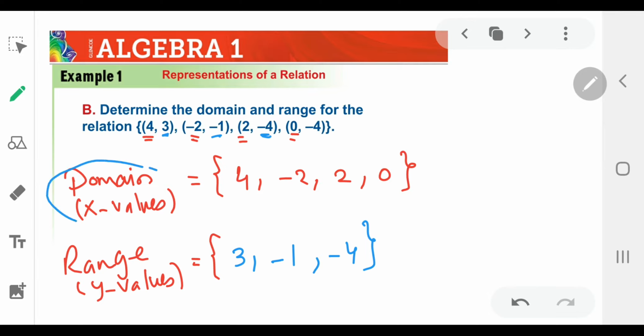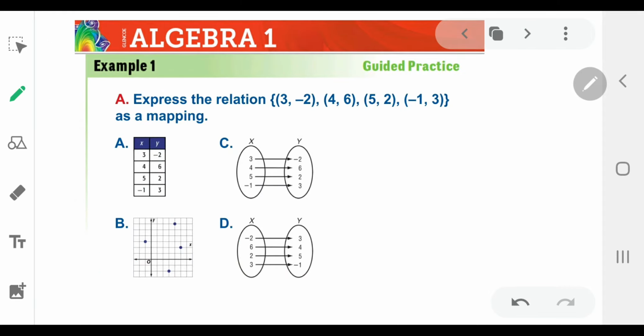So the domain, which are all the x values, 4, -2, 2, 0, while the range, which are all the y values in this relation, 3, -1, -4. -4 is repeated twice. That's why in writing the range, I wrote it only once. I don't repeat the same element, whether it's in the range or in the domain. Now, give yourself 20 seconds. Try to figure out the answer of this one.